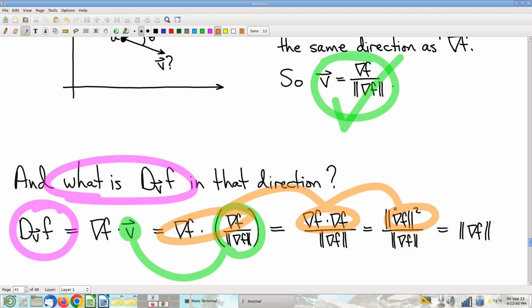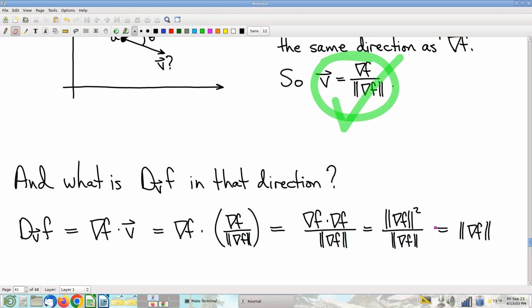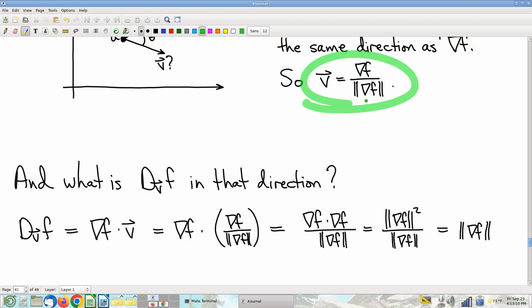And that cancels with the denominator. And therefore this maximum directional derivative is the magnitude of the gradient. So it's weird, but again, the gradient is the answer to the question, mysteriously. What's the optimal direction? The direction of the gradient vector.